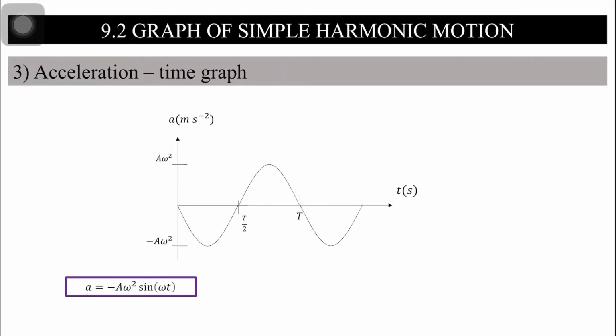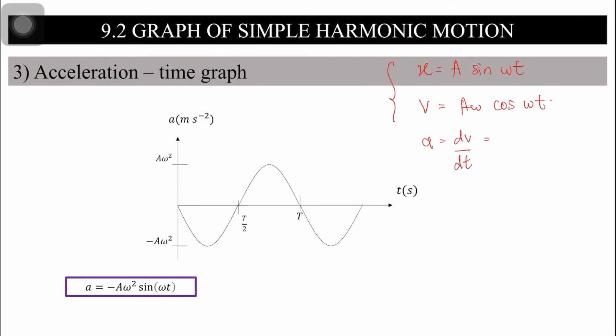Graph of simple harmonic motion, acceleration-time graph. So first, we write displacement: x equals a sin omega t. Then for velocity, we got a omega cos omega t. Okay, so for acceleration, it is dv over dt. We're going to differentiate the velocity equation.